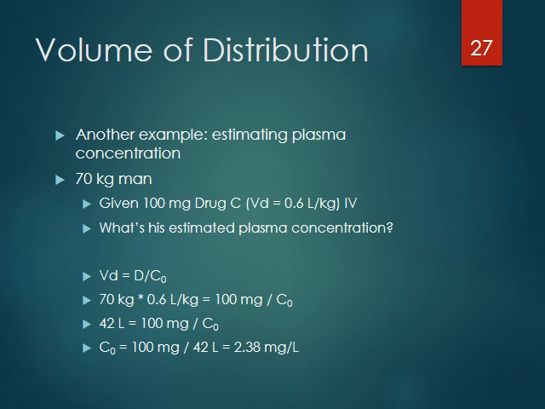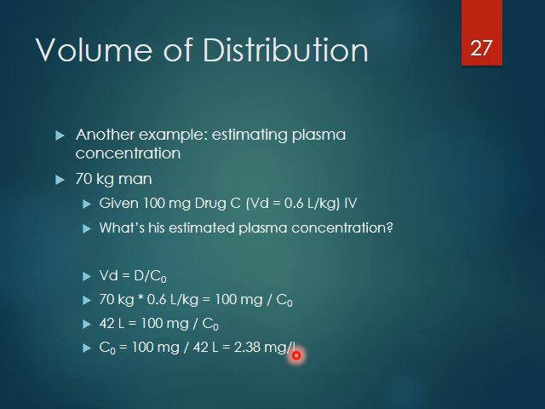So looking back at our equation, you can see here that our volume of distribution equals our dose over C0. In this circumstance, I'm going to have 70 kilograms times my volume of distribution of 0.6 liters per kilogram equals 100 milligrams, because that's my dose, over C0. And this is what I'm trying to solve for here. If I multiply that out, I'll see that 42 liters is my actual volume of distribution when I give it to that patient, and that equals 100 milligrams over C0. If I rearrange that, I'll see that my C0 equals 100 milligrams divided by 42 liters, which equals 2.38 milligrams per liter.